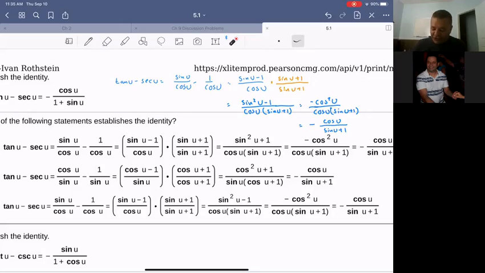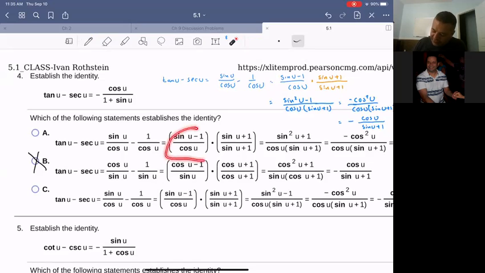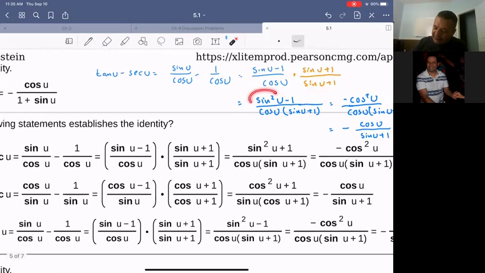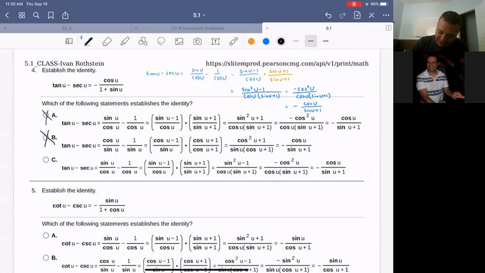Okay, so let's check which ones do that. So between A and C, these two steps are still the same. Now, when we went to the next step, when we multiplied, we got sine squared of u minus 1. This sine squared of u plus 1 is wrong. Here we get the sine squared of u minus 1. So A is now out, and that means we are left with C. Let's just make sure that they finish it right. So the cosine squared of u, good. That's going to cancel with that. We're good. Okay. All right.